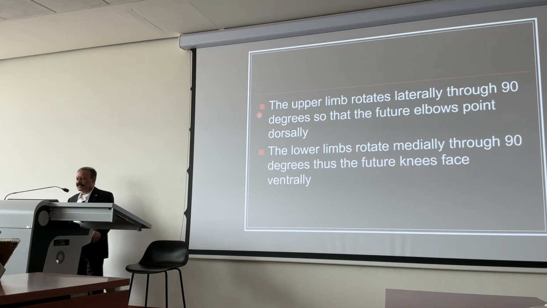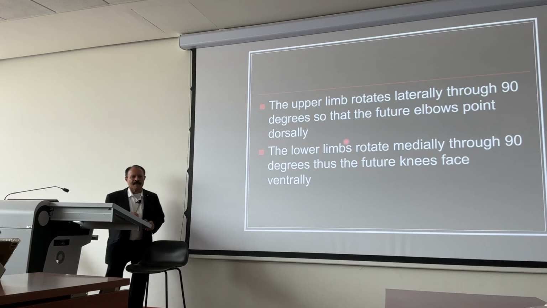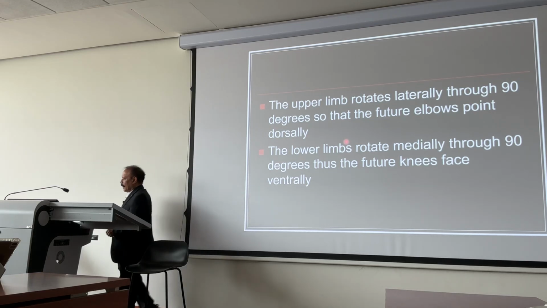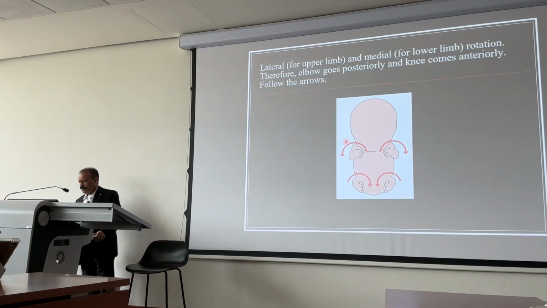The upper limb rotates laterally through 90 degrees, so the future elbow points dorsally. Dorsally means backside. The lower limbs rotate medially through 90 degrees, thus the future knees face ventrally. Are you okay? It's very interesting. I don't think I should go further. Yeah, beautiful. Is that okay? Because it's a beautiful picture, I stop it over here.